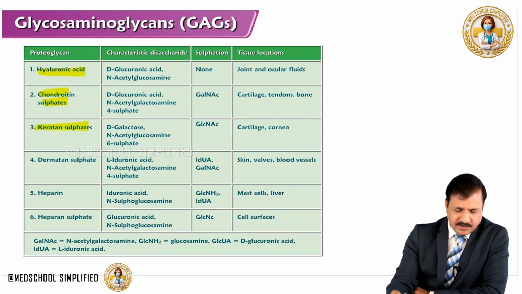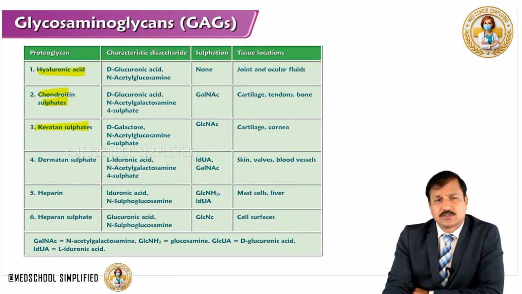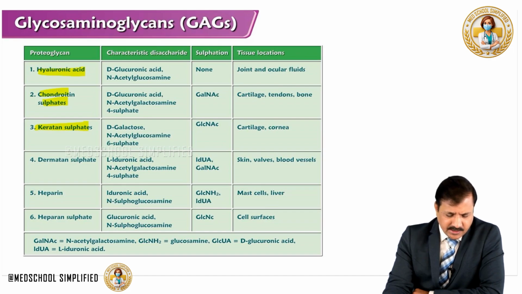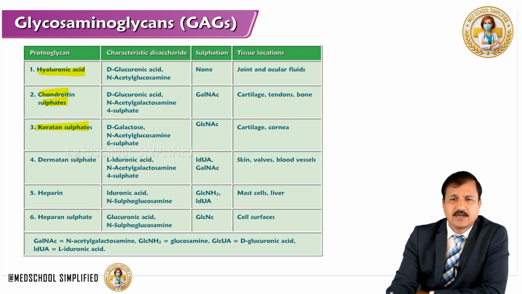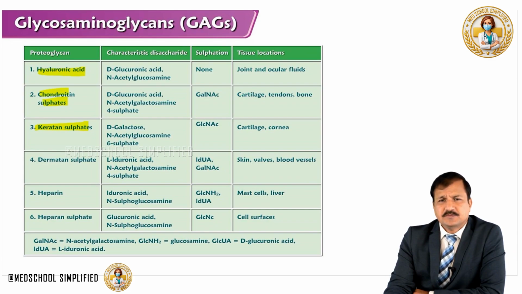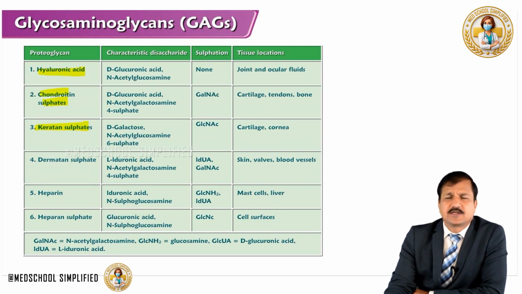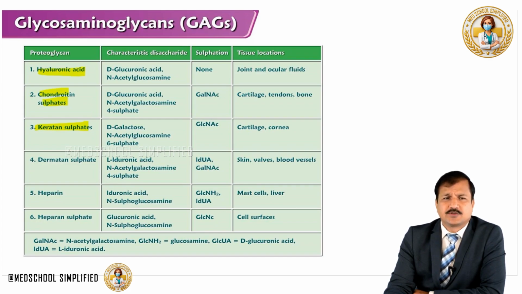Keratan sulfates contain galactose. There is no glucuronic acid or iduronic acid in keratan sulfate, so the acid sugar is not there. It is just galactose, no uronic acid. That's an exception. All glycosaminoglycans contain uronic acid, whereas keratan sulfate does not. Along with the galactose, there is N-acetyl glucosamine 6-phosphate, and keratan sulfate is present in the cartilage and cornea. There is keratan sulfate 1 and keratan sulfate 2.